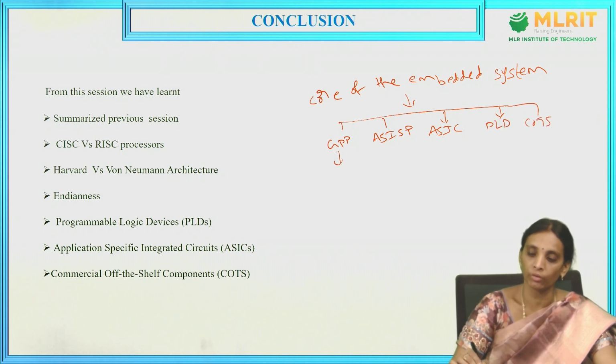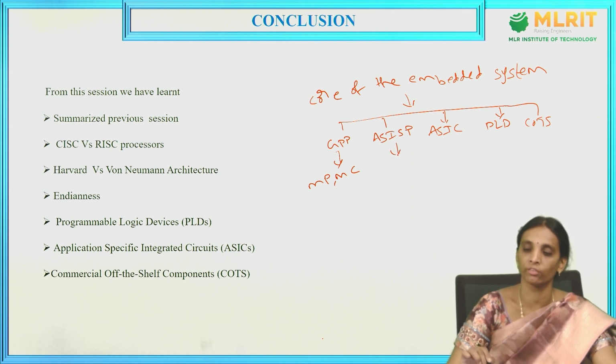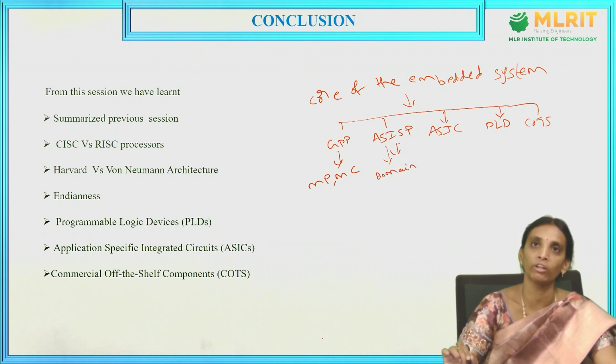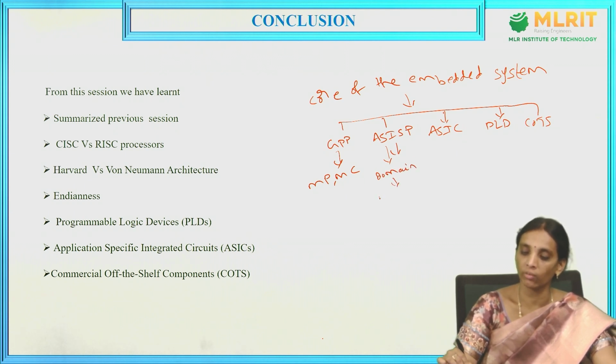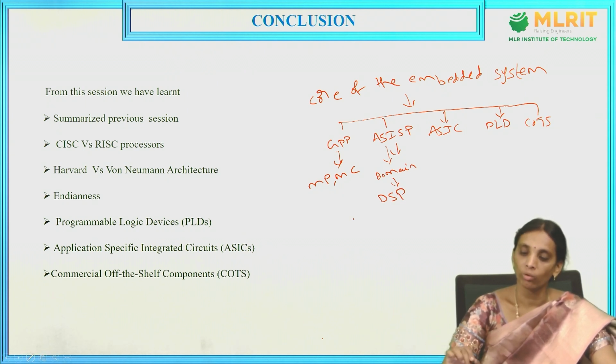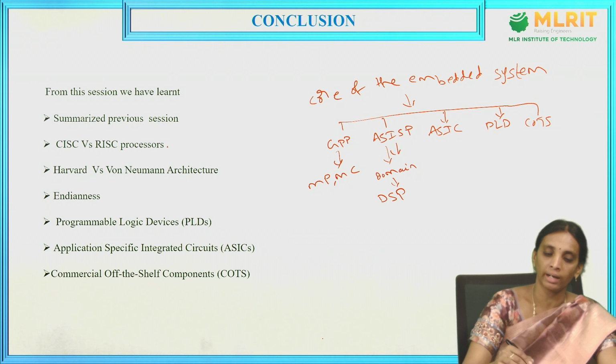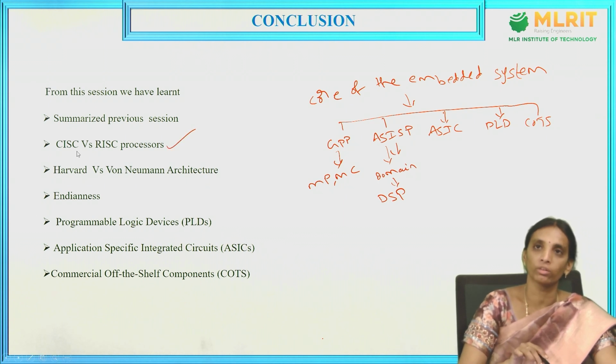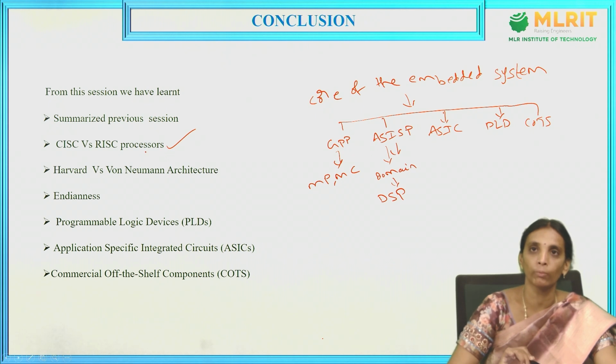In general purpose processors, there are different types available like microprocessors and microcontrollers. Application specific instruction set processors are specifically designed based on the domain, hence they are called domain specific processors. In this, we have discussed the digital signal processors. And next, we looked at the different types of processors and compared them. Based on that comparison, we can select the required processor for our application.